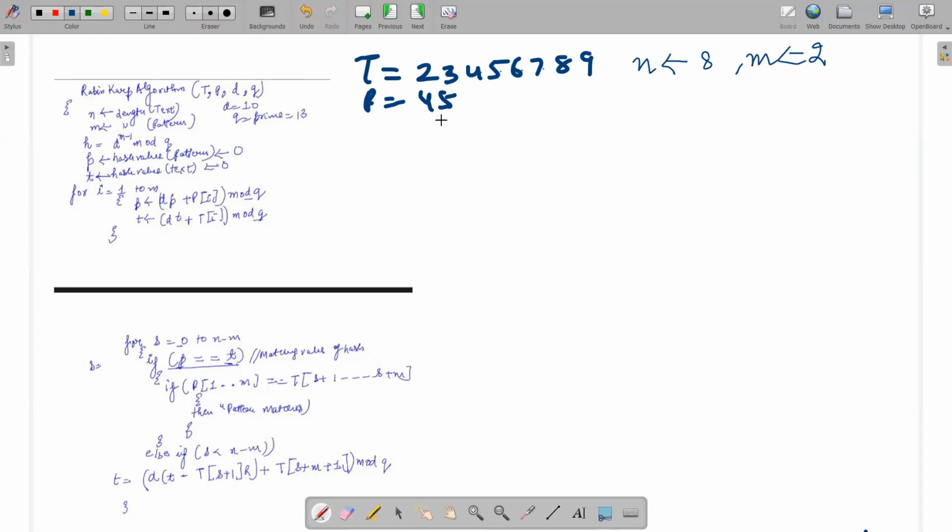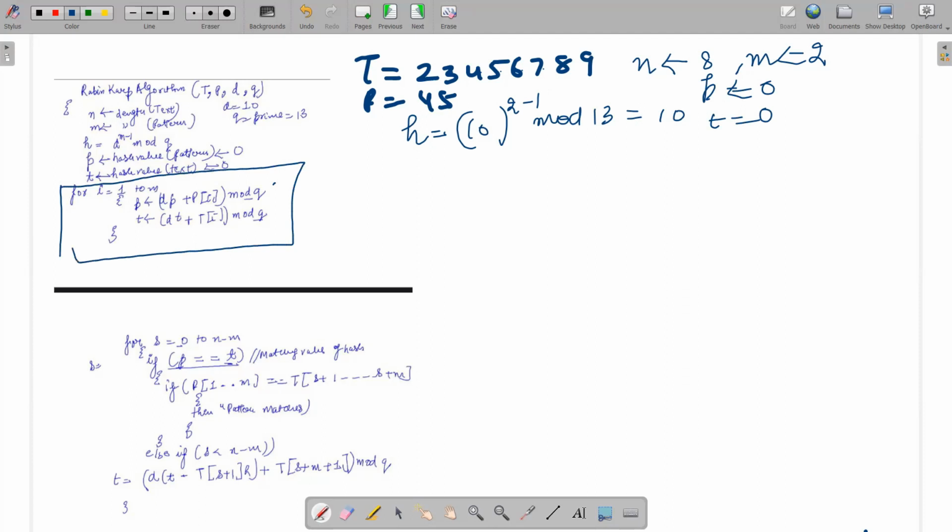Your hash function is calculated as h is equal to 10 to the power m minus 1, which means 2 minus 1, mod 13, which is 10 only. So that is 10 calculated. P value initially is 0 and T value initially is 0. Again, guys, we have to calculate for i equal to 1 to m. We are calculating p equal to d times p plus P of i.